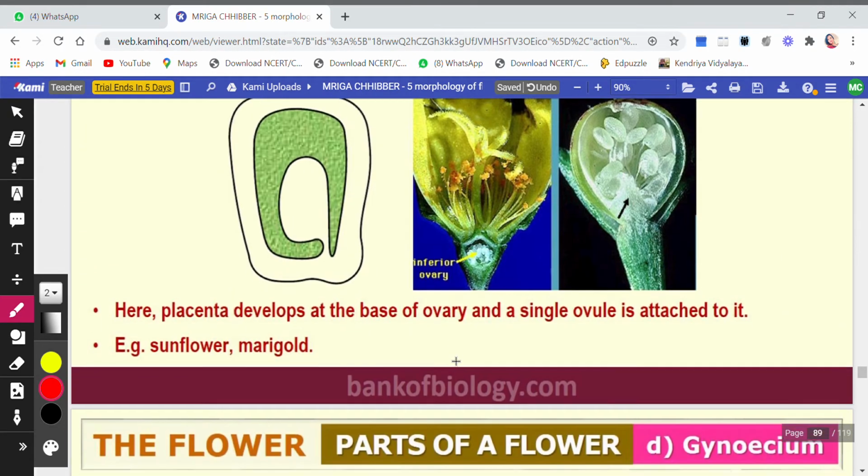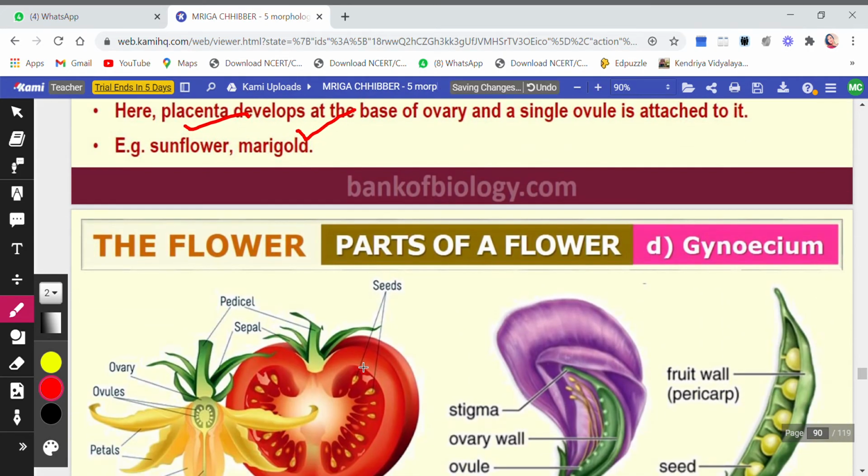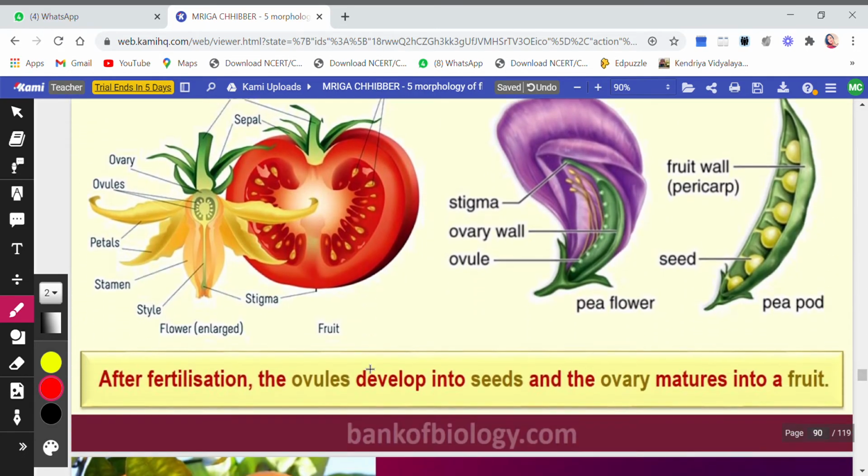One more is left, that is basal. As you see in the diagram, here the placenta develops at the base of the ovary, and a single ovule is attached to it. Examples are sunflower or marigold. So these are the various types of placentation in an ovary.